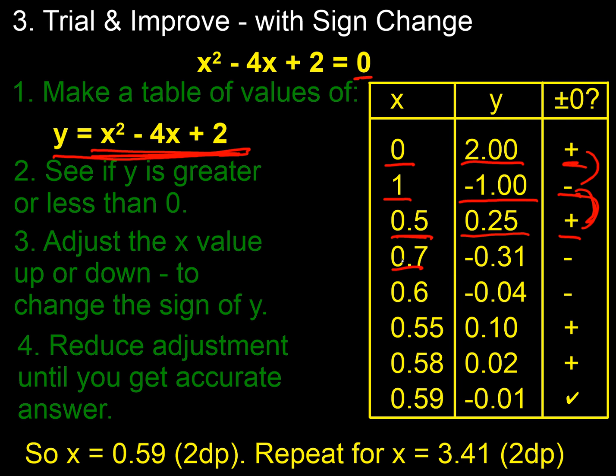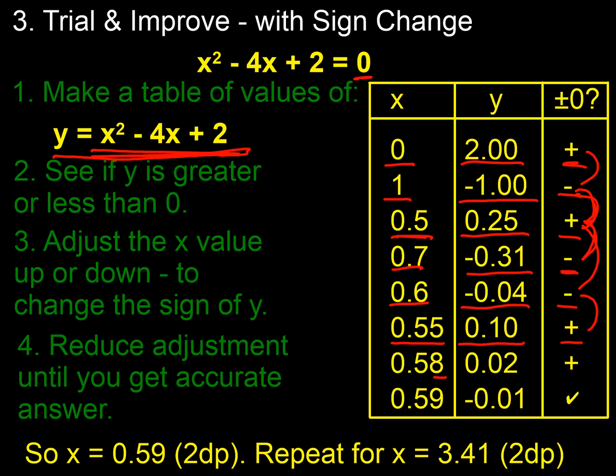So let's go halfway again, and if we put 0.7 in, we get -0.31 out, which is negative. So we now know the answer is somewhere between 0.5 and 0.7. So we'll try 0.6. 0.6 will give us a y value of -0.04, so that's negative. So we now know that the answer is somewhere between 0.5 and 0.6 with the sign change, and therefore we're going to try 0.55, which gives us a positive value of 0.10. So we now know the answer is between 0.55 and 0.6.